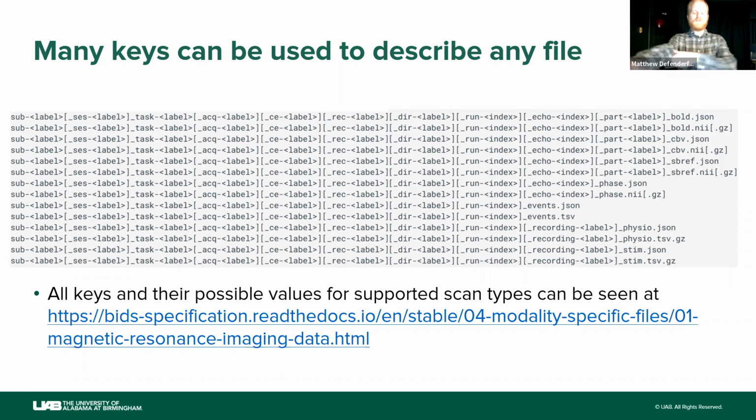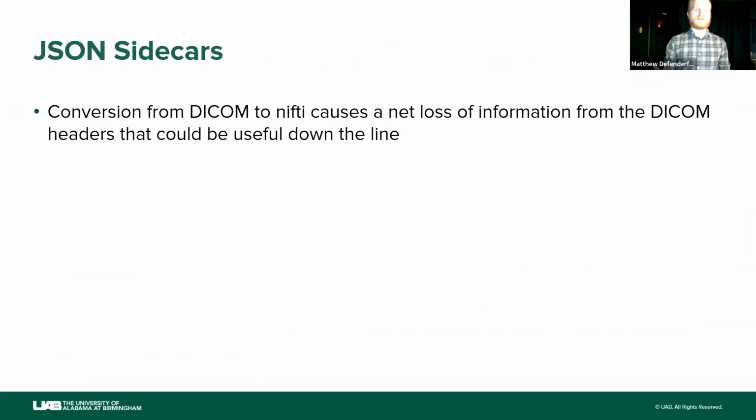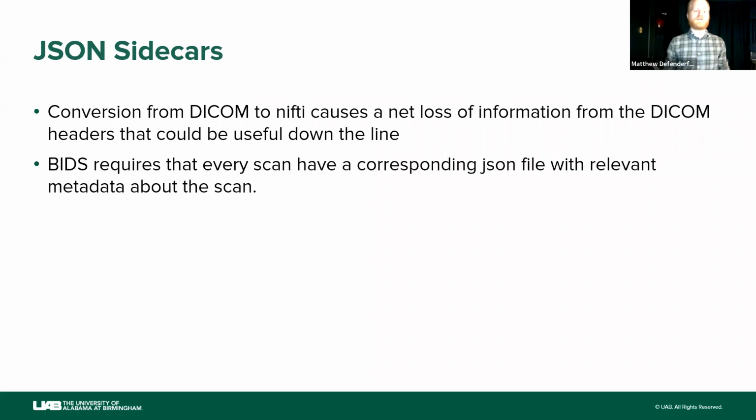So along with each scan that's converted to BIDS format, there are things called JSON sidecar files that come with every single scan. Conversion from DICOM to NIfTI causes really a net loss of information from the DICOM headers that could be useful to researchers down the line. So as a part of BIDS, what they require is extracting certain information from those DICOM headers and storing it in a JSON file.